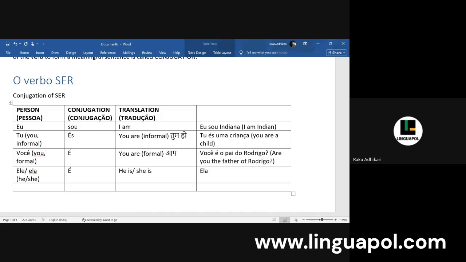For example, ela é muito bonita. She is very beautiful. Muito means very. We have seen this before as well in muito prazer. So ela é muito bonita. Bonita means beautiful. She is very beautiful. So we are describing the characteristic of a person. This cannot go away overnight. Okay. So it's a permanent feature of the person. That's why we are using the ser verb. Ela é muito bonita.